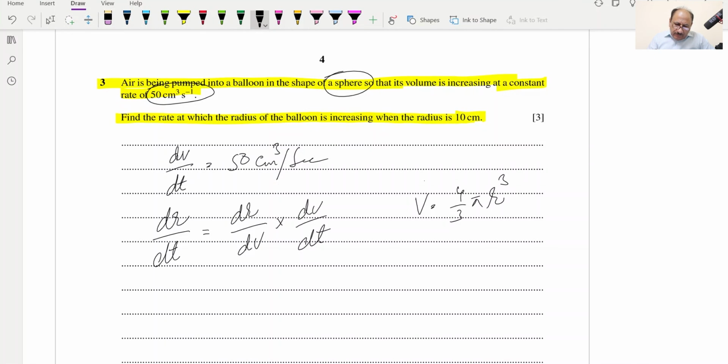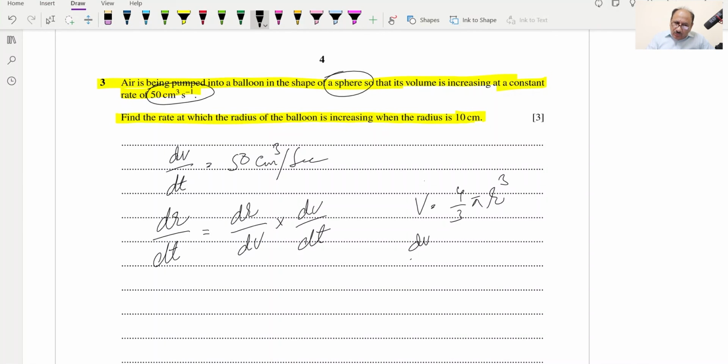Now we need dr over dt. This value is there, which is this one, 50. We need to find this value, and for that one we are using this equation. Hopefully you understood this. Now we can move to this equation.